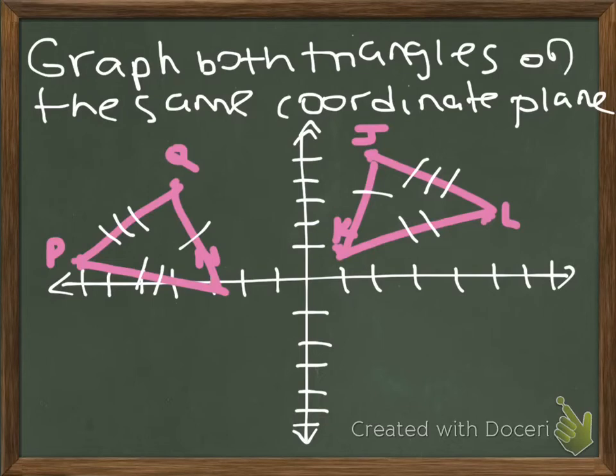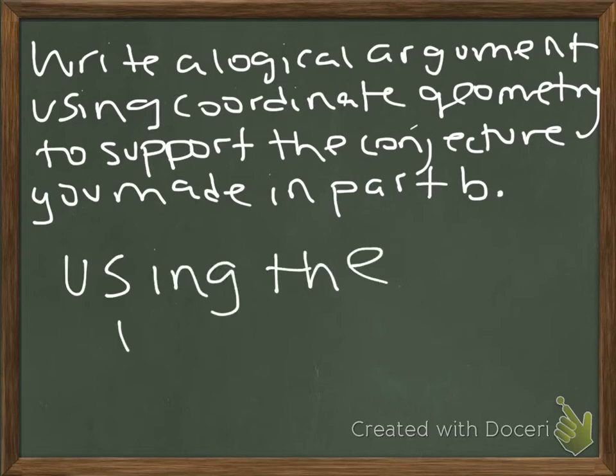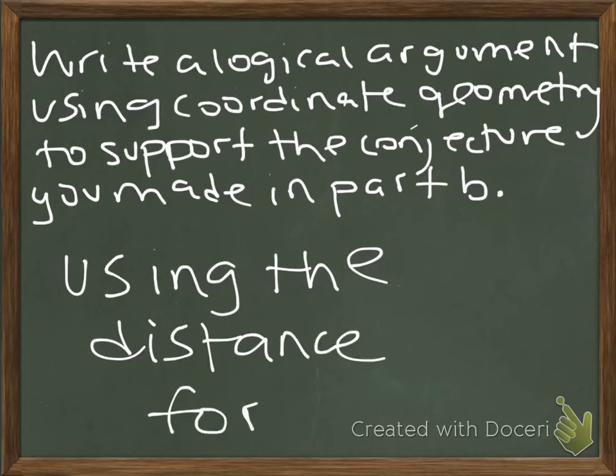And writing a logical argument using coordinate geometry to support the conjecture, basically what that means is using the distance formula like we already did. That would be our third statement here that we need to talk about. So this would be using the distance formula. That would be called coordinate geometry, because we used our coordinates from our plane to use the distance formula and then support our conjecture that we just made about the triangles being congruent.